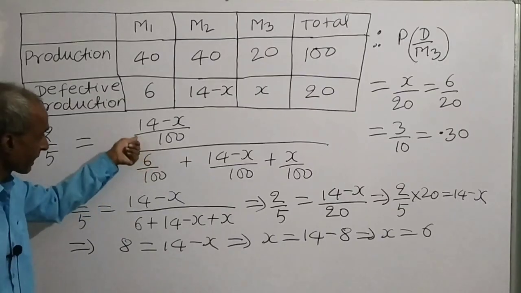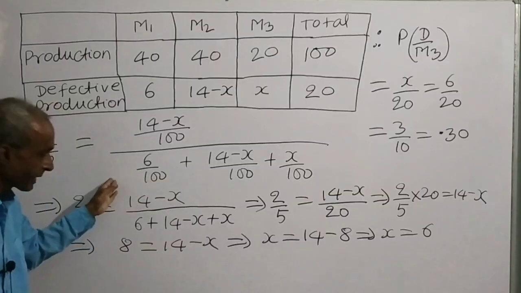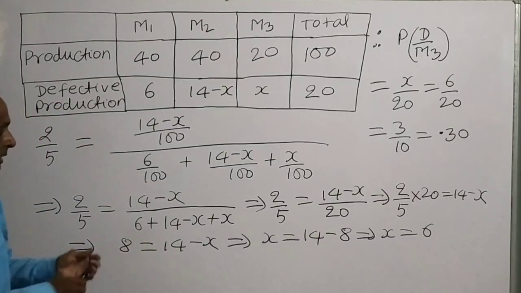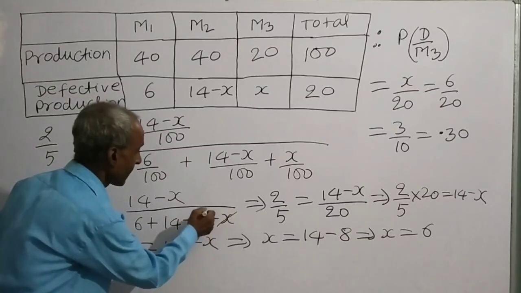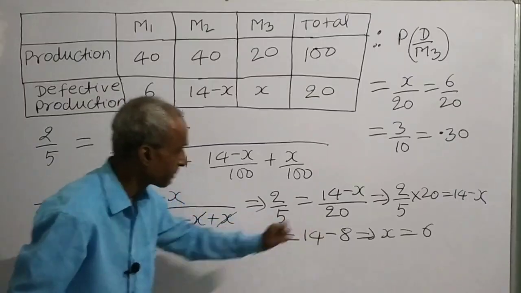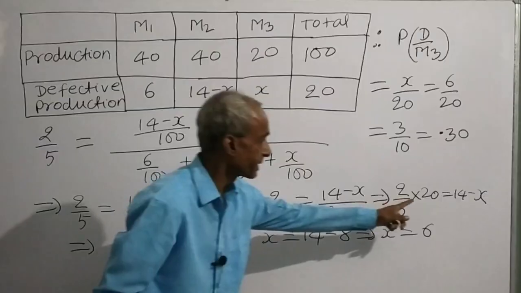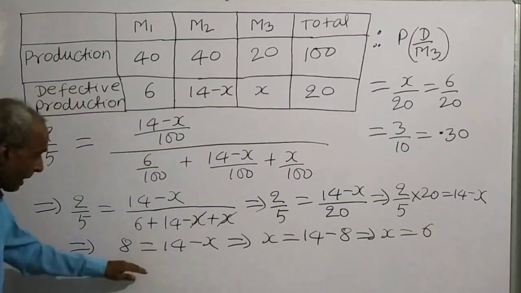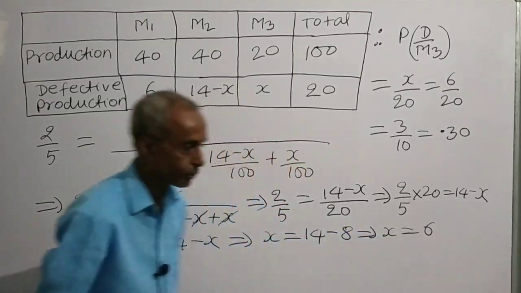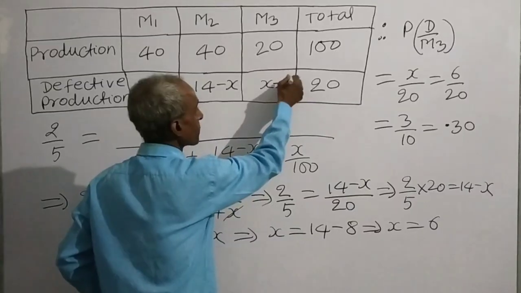Taking 1 by 100 common from the numerator and denominator and cancelling them out, this x and this x will be cancelled out. Then this will be left. Shifting 20 to the left hand side, we get this. After a little simplification, we get x is equal to 6. Value of x is equal to 6.